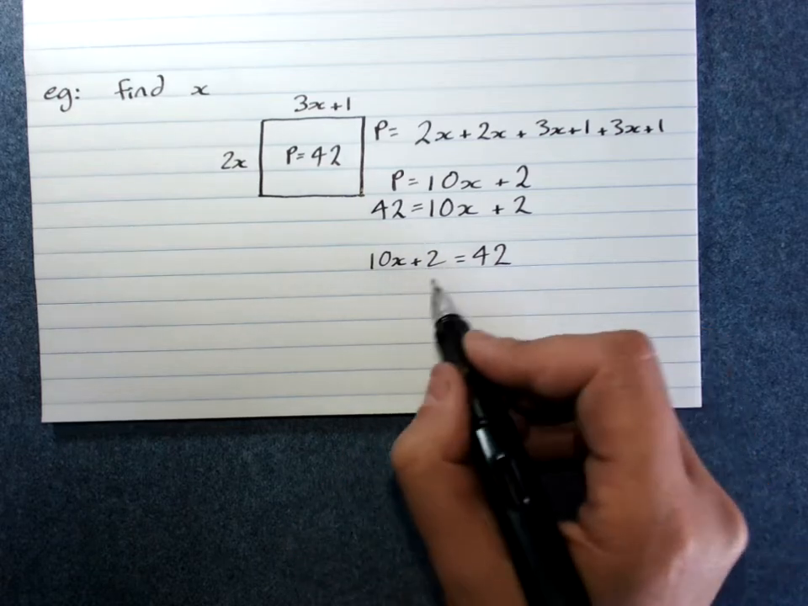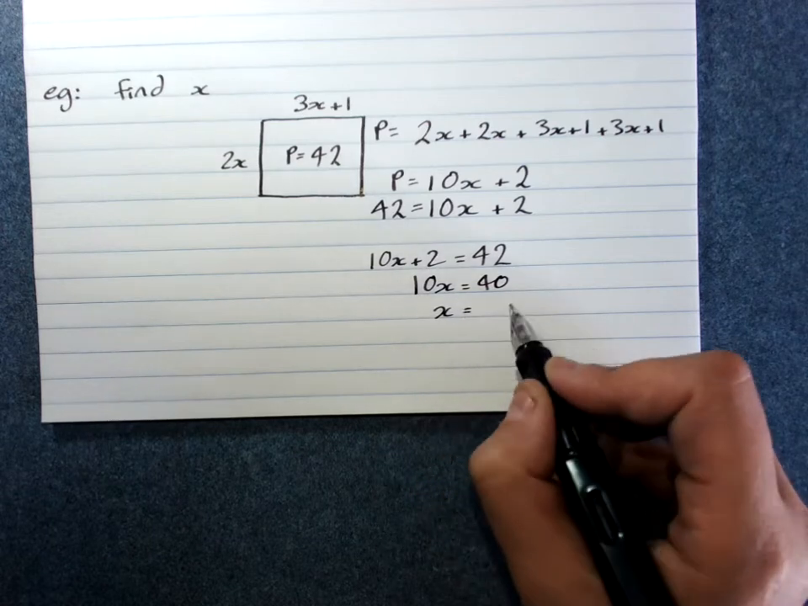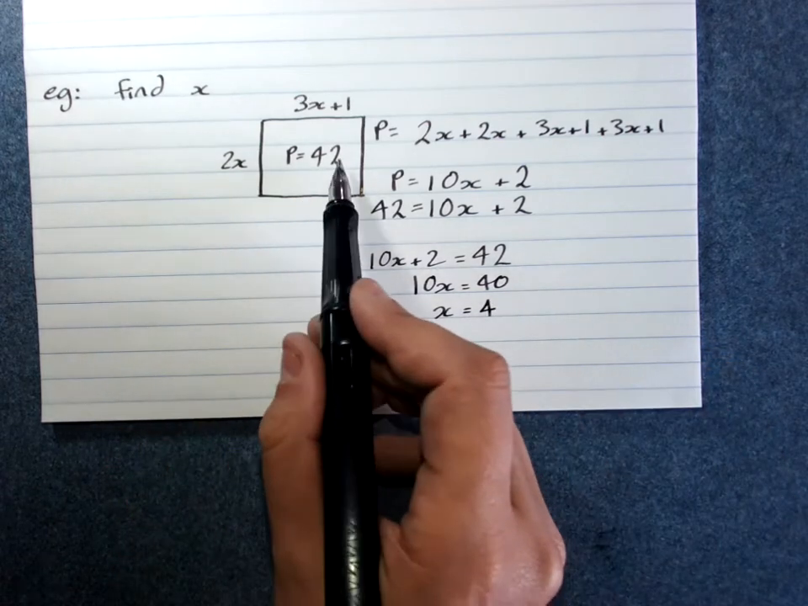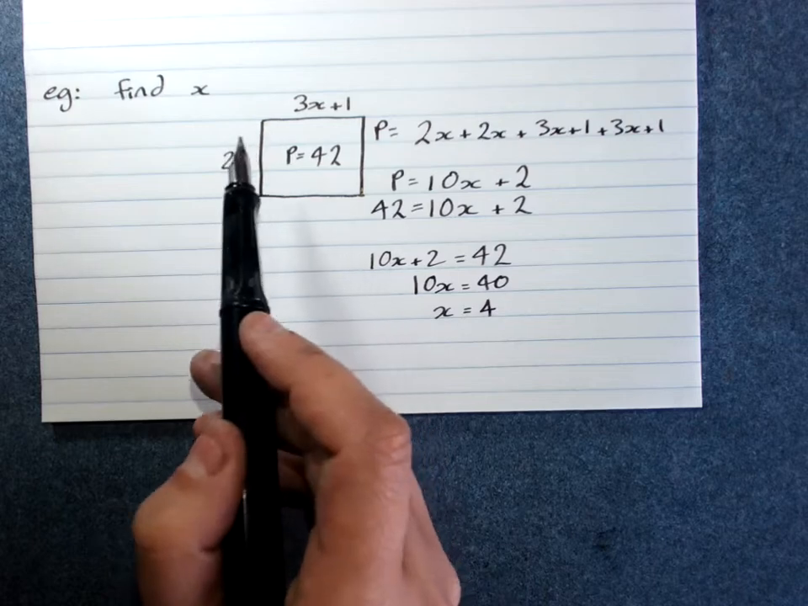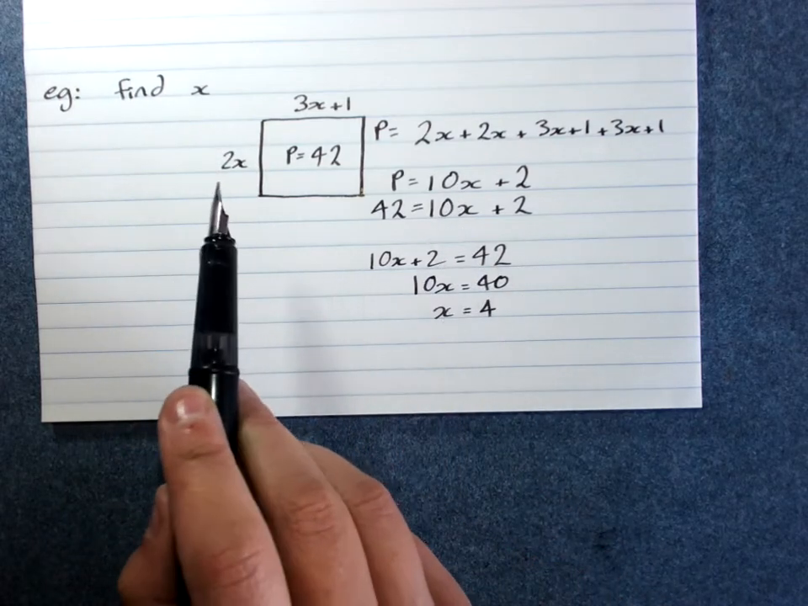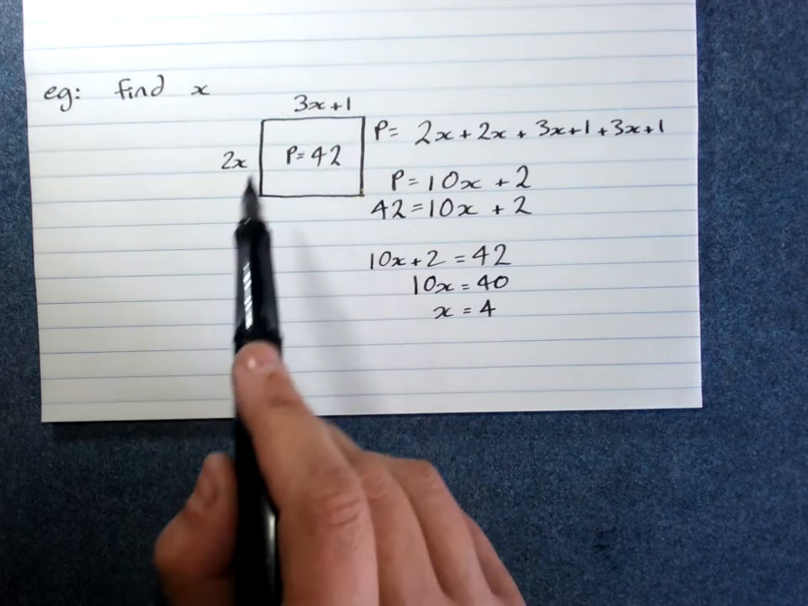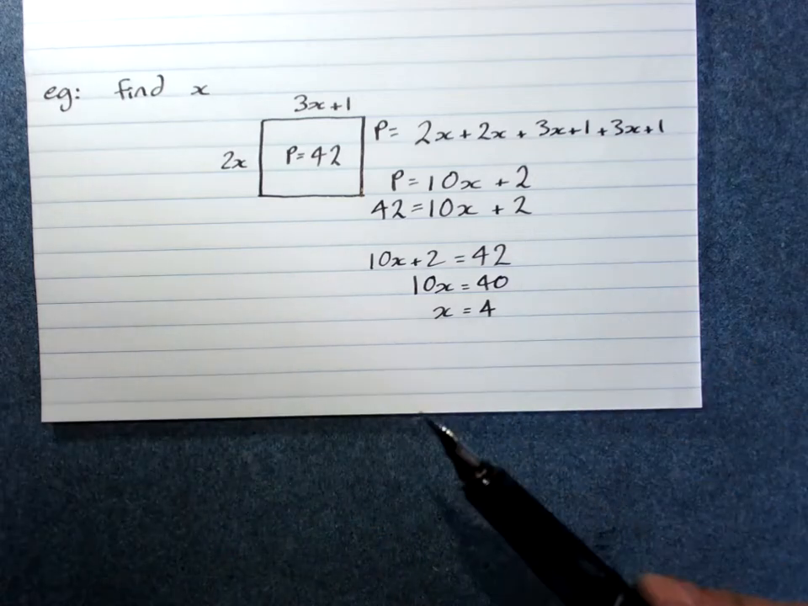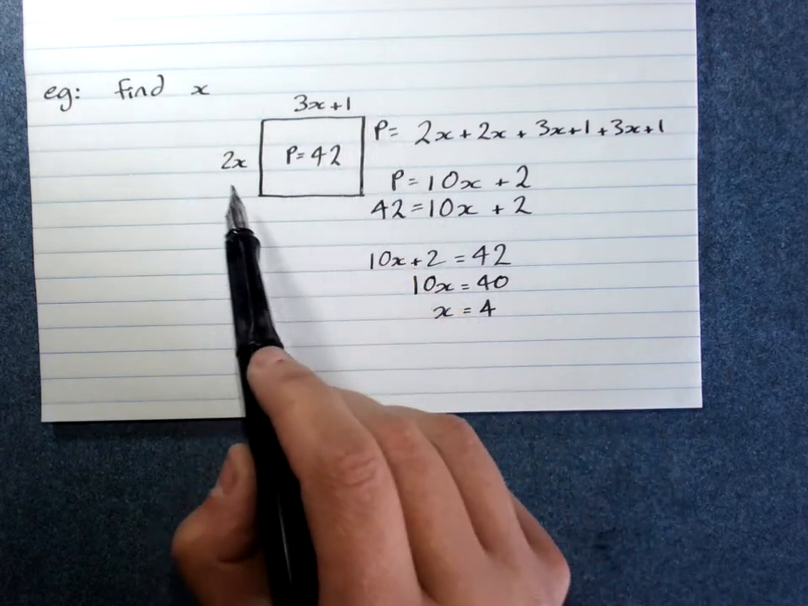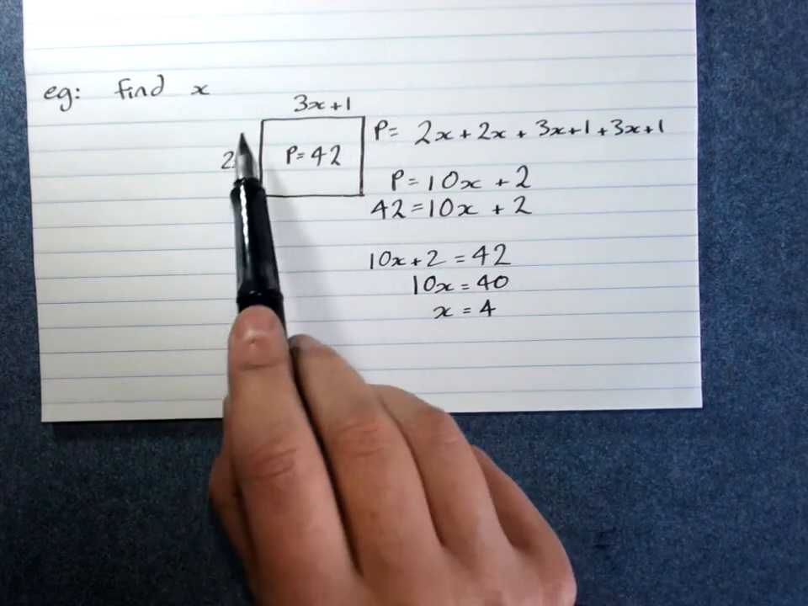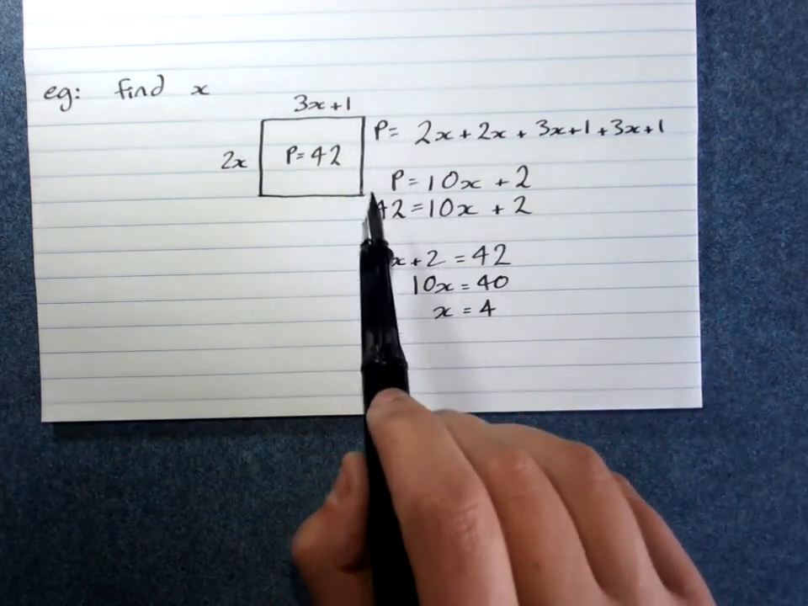Deal with the plus 2 first, subtract 2 from both sides, 10x equals 40, divide by 10 on both sides, x equals 4. Now they didn't tell me this was centimetres, so I can't say that's centimetres. Sometimes they'd also say find the dimensions of the rectangle, and then I'd have to find x and then say, well, this is 2 times x, this is 8, and this one here is 13. So you might need to give more information depending on what the question asks for. But remember, work out what they did to get the answer. If they had area, they would have done this times this. Work out what was done, write an expression, turn it into an equation, and solve it.